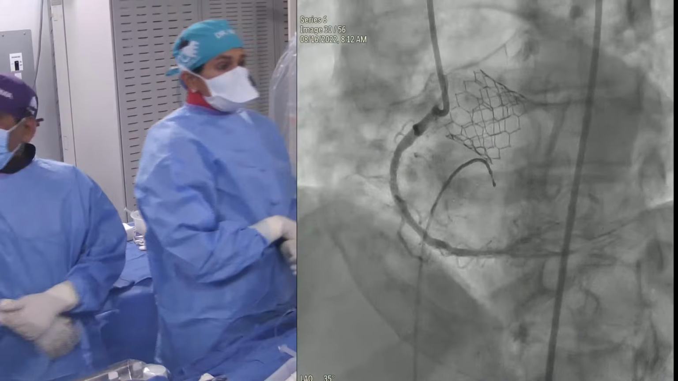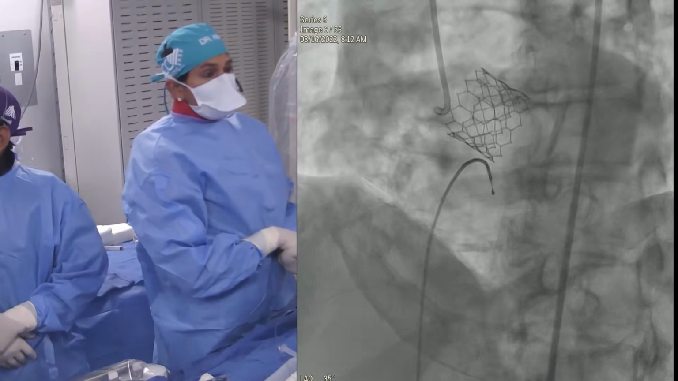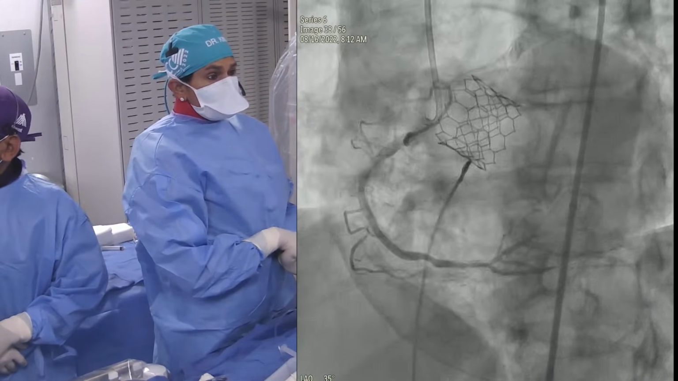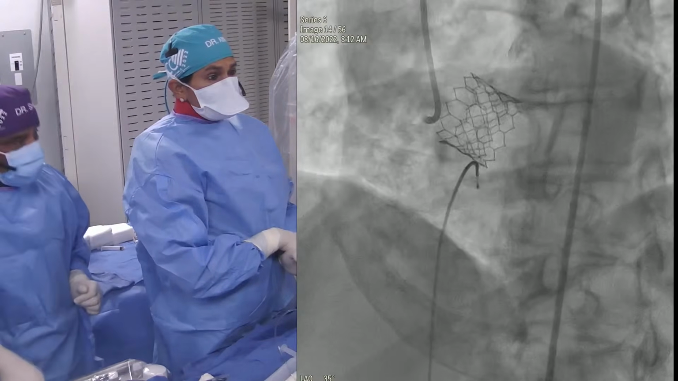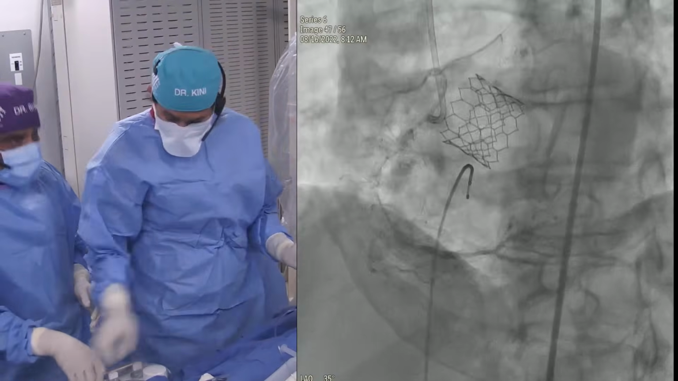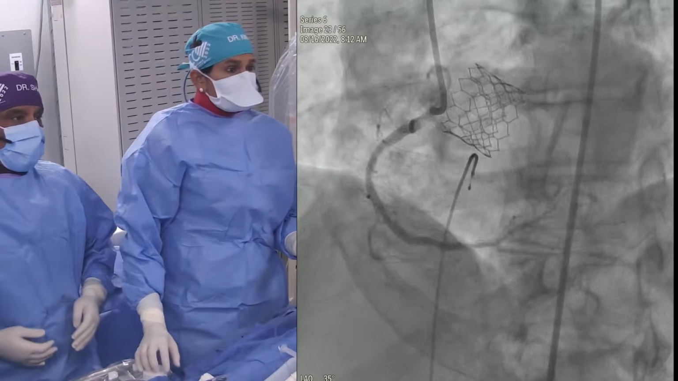And now here for this, you can see the mid to distal RCA is good. It's only proximal. Can you just do a dry cine there, so everybody can see a little better the unexpanded stent now?